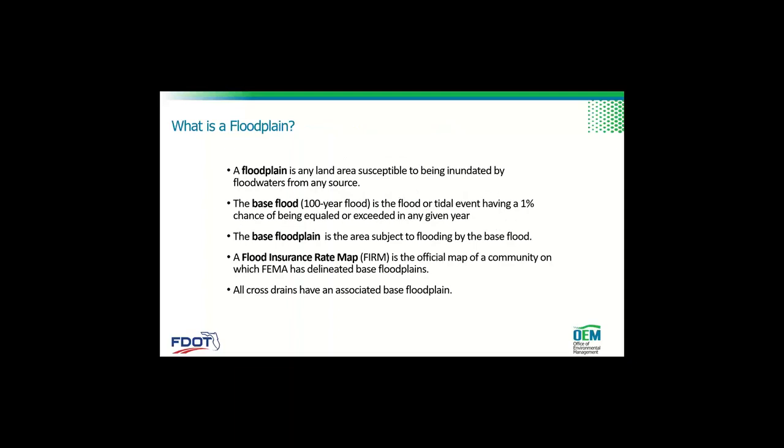Okay, so what is a floodplain? A floodplain is any land area susceptible to being inundated by floodwaters from any source. The base flood, the 100-year flood, is the flood or tidal event having a 1% chance of being equaled or exceeded in any given year. The base floodplain is the area subject to flooding by the base flood. And the flood insurance rate map, or FIRM, is the official map of a community on which FEMA has delineated base floodplains. All cross drains have an associated base floodplain.